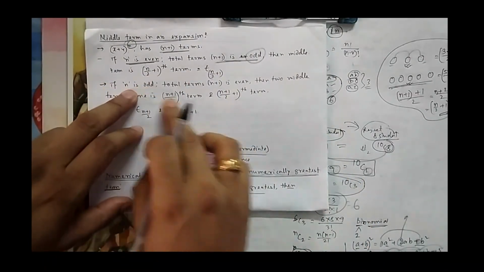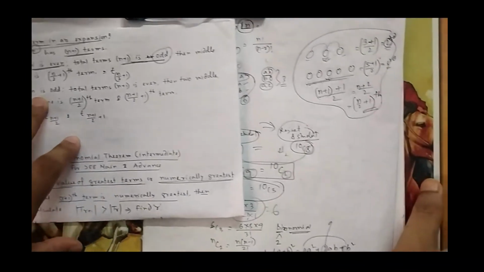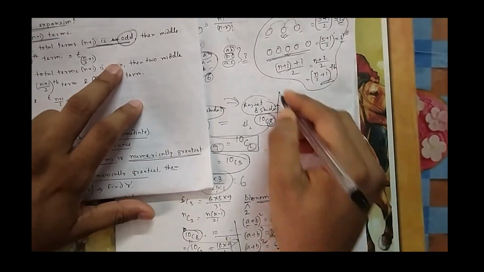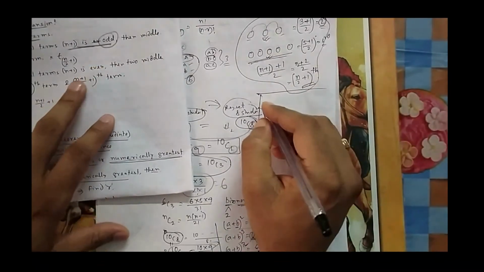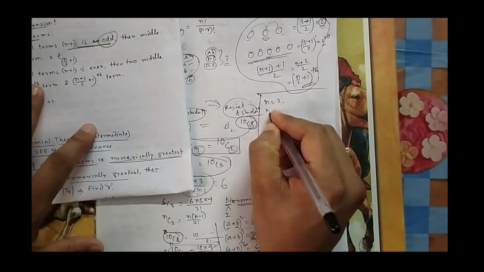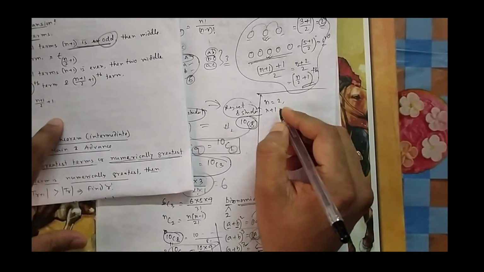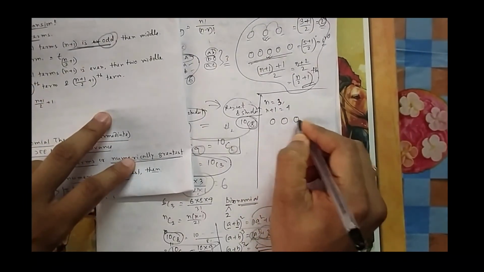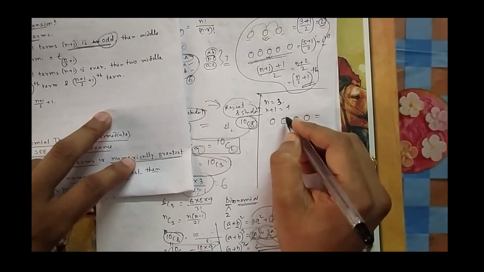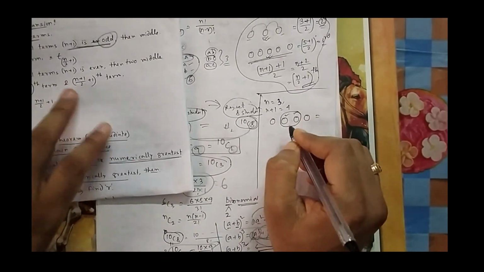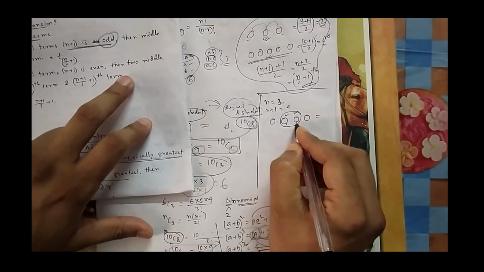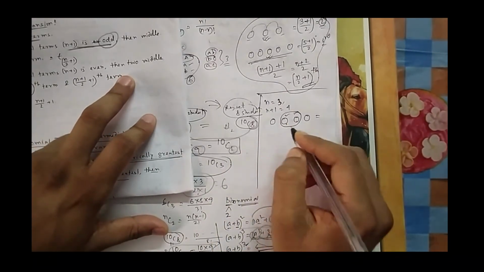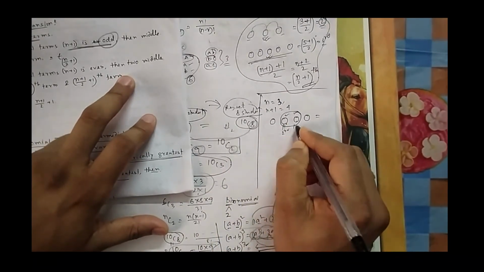Now if n is odd, the situation differs a little bit, then your n plus 1 will be even. Now let us take this case. Suppose n is odd, so n is 3, then the total number of terms is 4. So you have 4 terms. Now which one is the middle? Now there are 2 things in the middle. So in that case there will be 2 middle terms, this and this one. You can say these are the second and third by seeing only.